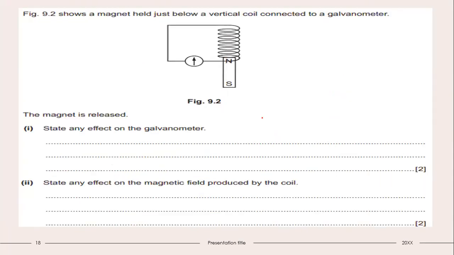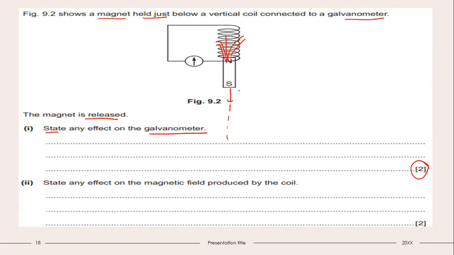Okay, let's look at some theory questions now. The figure shows a magnet that is held at rest just before the vertical coil connected to the galvanometer. Okay, the magnet is released. It means it is going to move down. State any effect on the galvanometer. So this is of 2 marks. Obviously, when you are holding it at rest, the magnetic field which is linking the coil is not changing. So it means the galvanometer will show you no reading.